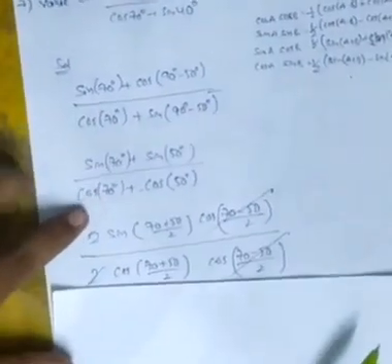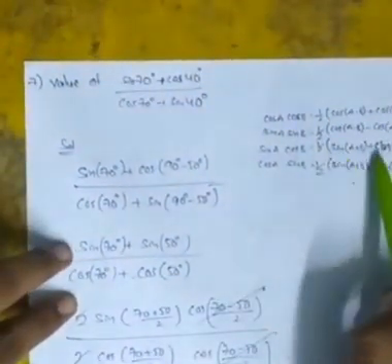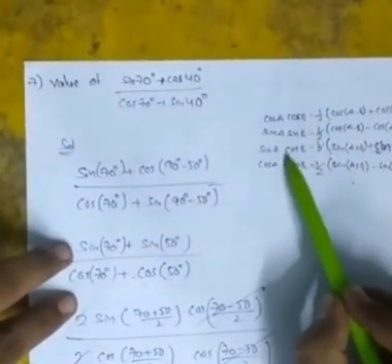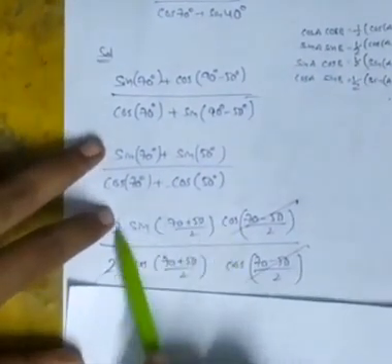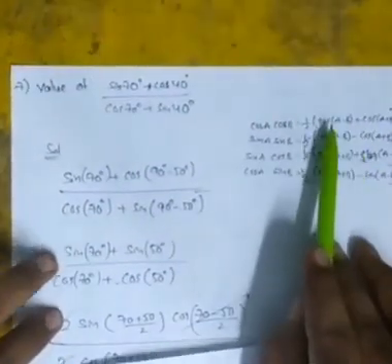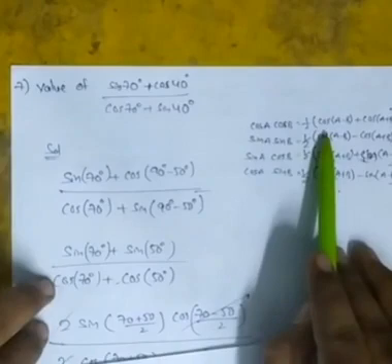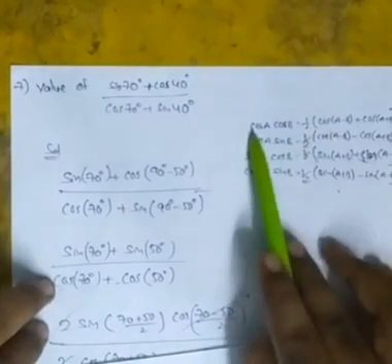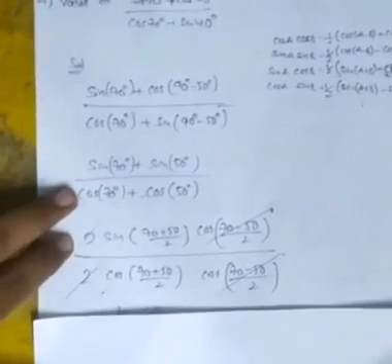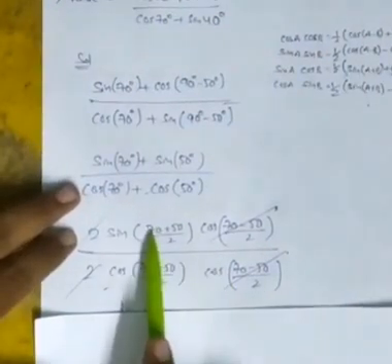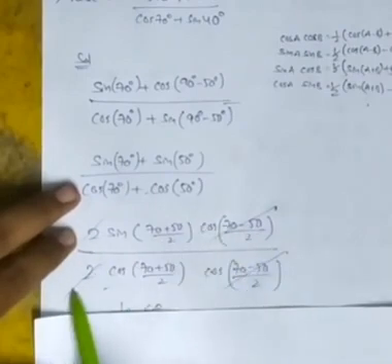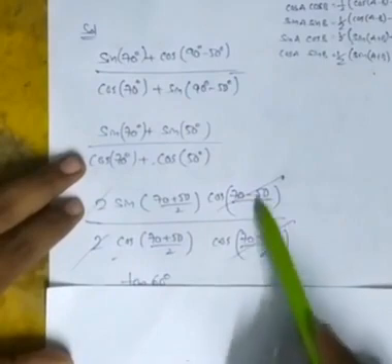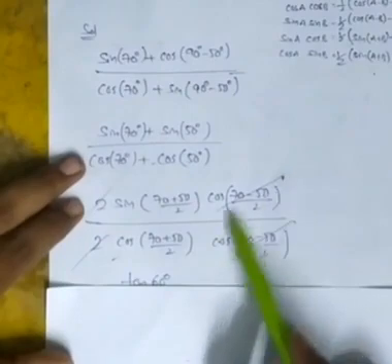The numerator is sin plus sin, that is 2 into sin into cos. And here the denominator is cos plus cos, that is the first formula, 2 into cos into cos. So the first term is a plus b by 2, the second term is a minus b by 2. So 2 gets cancelled, and here it is also cos of 70 minus 50 by 2. This term will get cancelled.